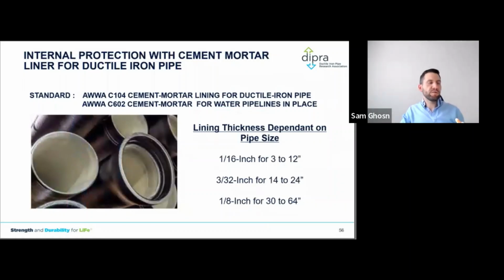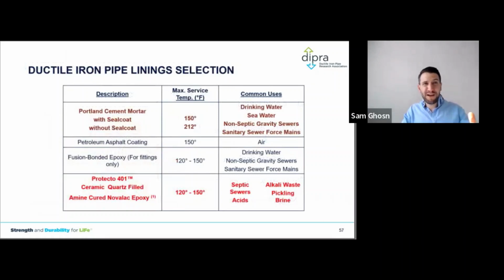So internal protection, folks, like I said, every pipe is provided with cement mortar lining. Depending on the size of the pipe, lining thickness may vary all the way from 3 inch to 64 inch in ductile iron pipe size. There are other types of linings that we select in certain applications. If we're doing air pipelines, compressed air pipelines or hot air pipelines, we don't use any linings, for example.